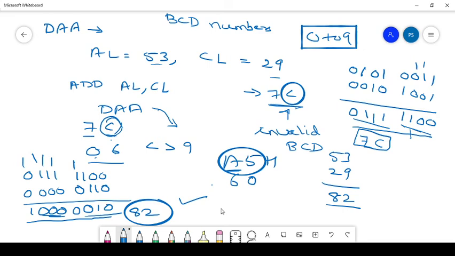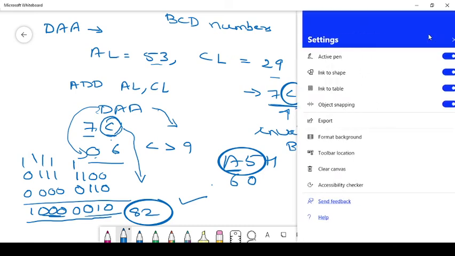Simply, this is used to convert the result of addition of two packed BCD numbers to a valid one. So this is an invalid number, and it is converted into a valid BCD number. How? If the lower nibble is greater than 9, this instruction DAA will add 06 to the result. If the upper nibble is greater than 9, 60 will be added, and it converts the invalid BCD number into a valid BCD number.